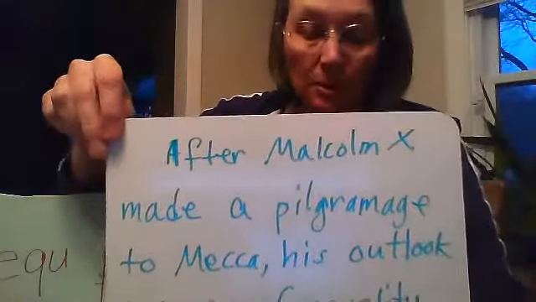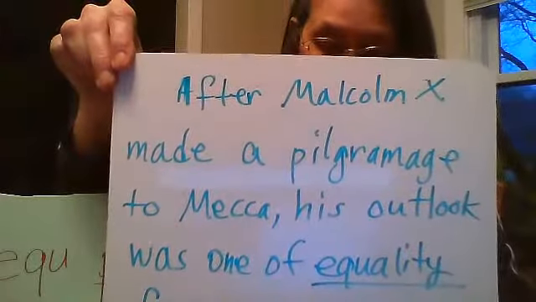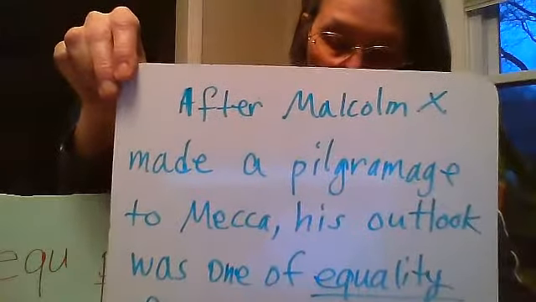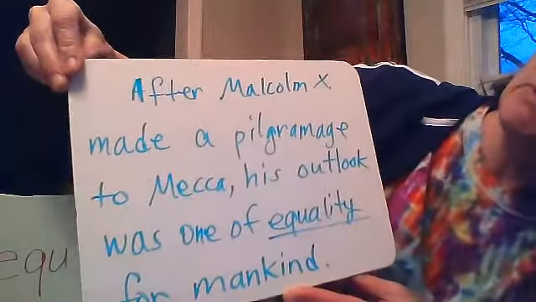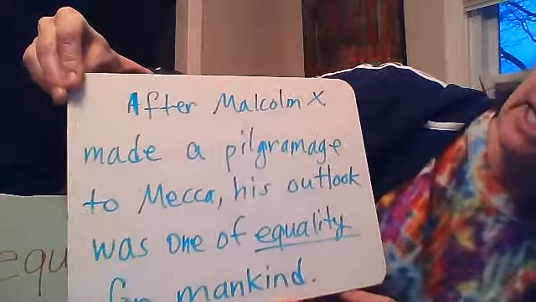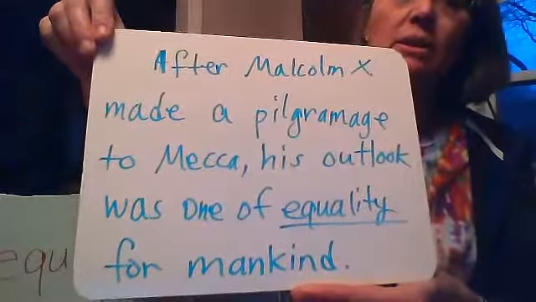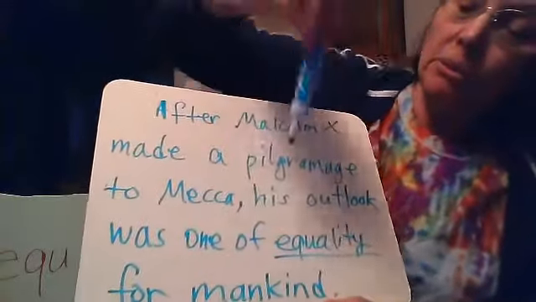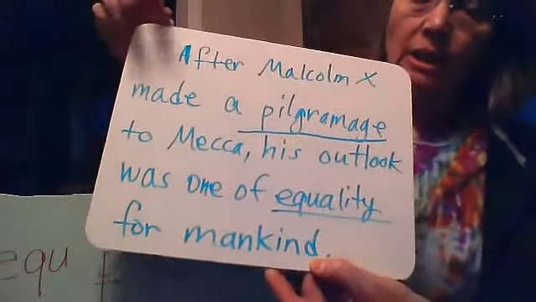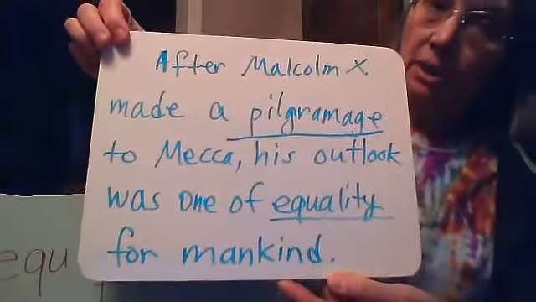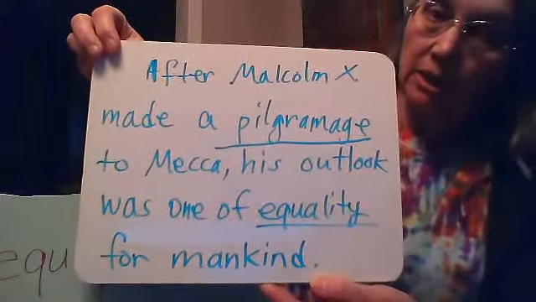Here it is. After Malcolm X made a pilgrimage to Mecca, his outlook was one of equality for mankind. Okay, so we have pilgrimage as one of the words, where he made a sacred journey, and equality, to where he thought everyone should be treated equally, no matter what color their skin.